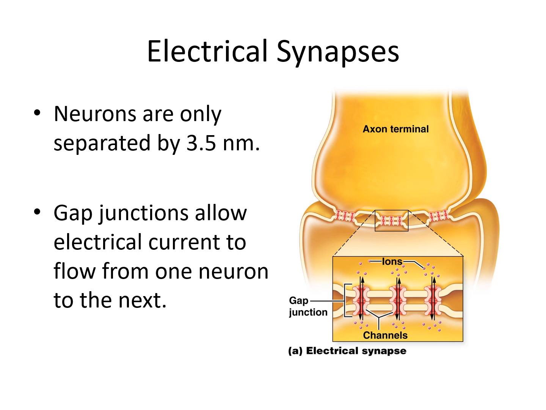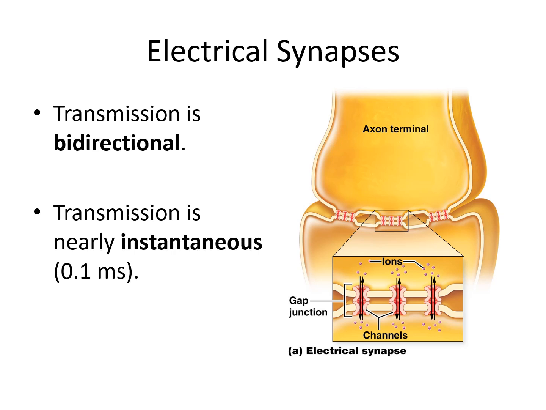In this inset, we can see the gap junctions with the ions passing through them, through the gap junction channels. So the gap junctions allow electrical current to flow from one neuron to the next, similar to that of the heart. Another unique feature about electrical synapses is they're bidirectional, meaning they can go both ways. It could go from the first axon terminal to the second one, or backwards.